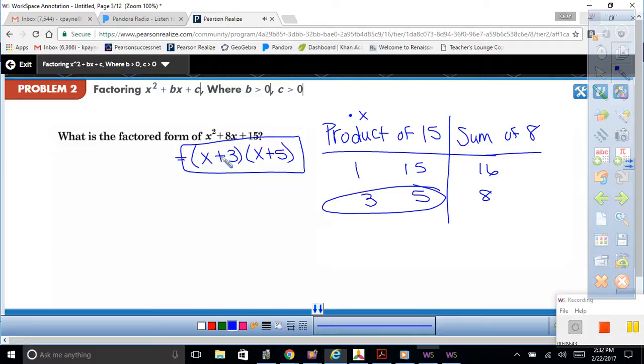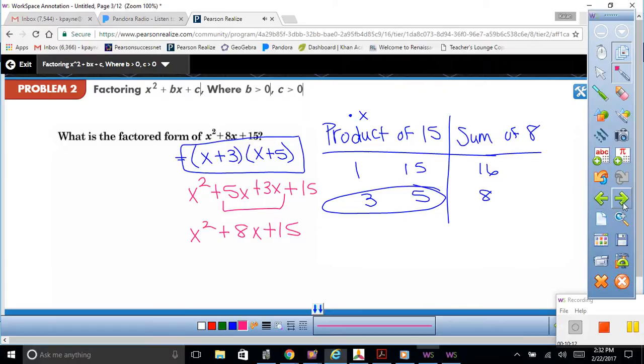And again, you can check that by FOILing that back out. So again, this is your answer, but you can check it using FOIL. So first, x times x, outer, x times 5, inner, 3 times x, and last 3 times 5. Combine your middle two terms, and we do get x squared plus 8x plus 15. So we found the two binomials that you would multiply together to get this product.